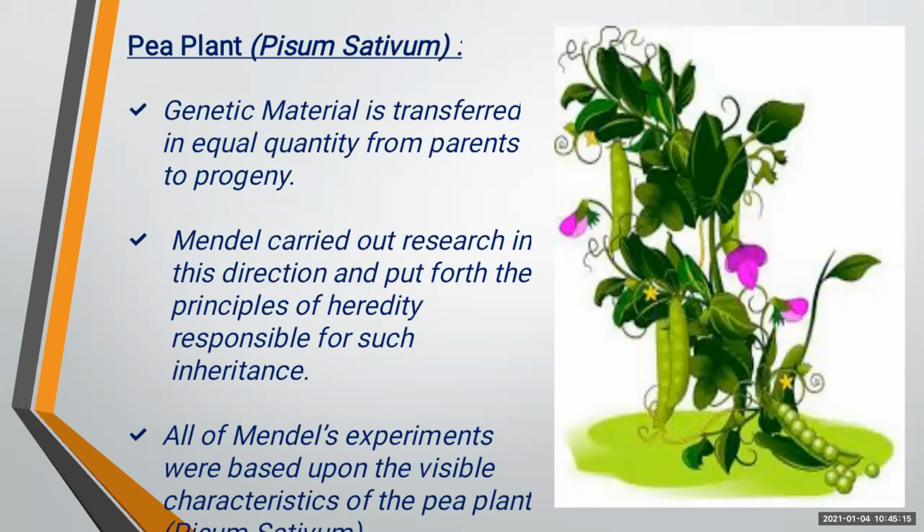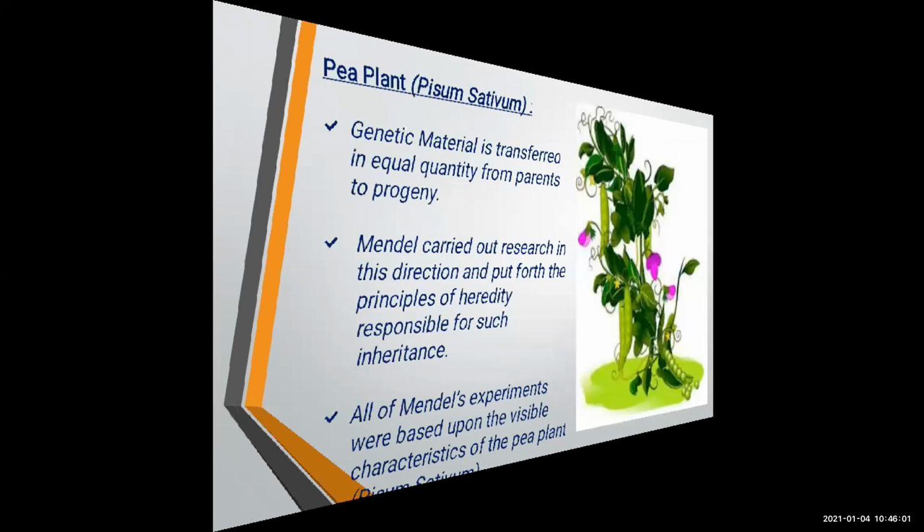the genetic material comes in equal quantity to the progeny. Now, Mendel wanted to understand, when from both the parents the genetic material is coming in equal quantity, whose character is going to be expressed in the next generation. So he found this out with the help of the visible characteristics in this plant, Pisum sativum. So Mendel carried out research in this direction and put forth the principles of heredity responsible for such inheritance. All of Mendel's experiments were based upon the visible characteristics of the pea plant. So this is how the pea plant looks. You can see the flowers on it. Then we have a pod of the pea plant. The seeds are there.